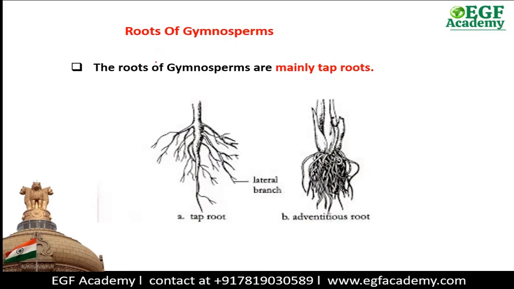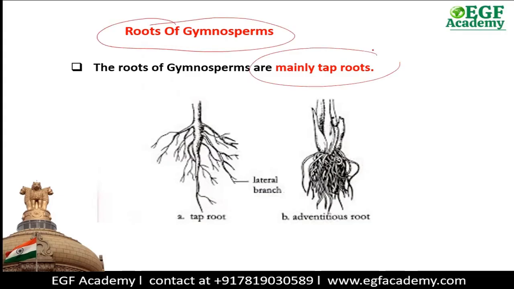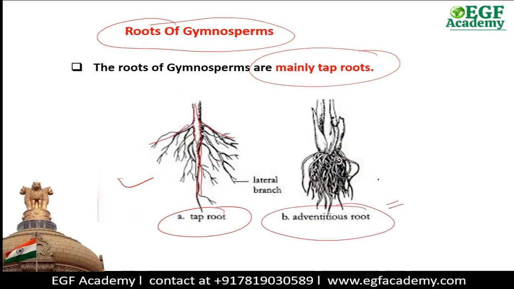So now let's study about the roots of gymnosperms. Gymnosperms have mainly the tap roots. This is a taproot. Taproot means it has a main root and the rest are its lateral branches. The second type is adventitious roots. It doesn't have any main root. It has all the lateral branches. This is called adventitious root. So in the gymnosperms, they have mainly tap roots, not the adventitious roots.